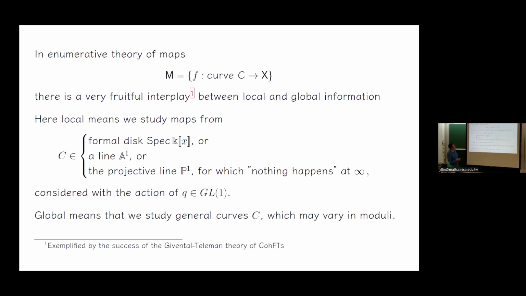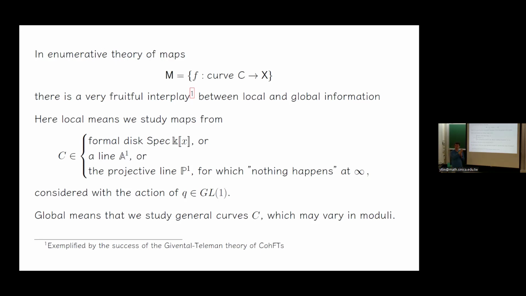Okay. So I want to say one fact, which we'll come back to maybe next lecture: in general, people like to study maps from a Riemann surface, from a complete algebraic curve. But there's a very fruitful interplay in enumerative geometry between local and global things. And here, by local, I mean that one can study maps from a formal disc. You study formal power series valued in some manifold.